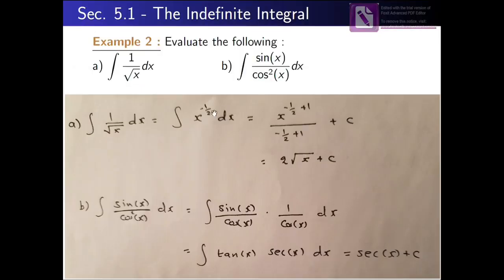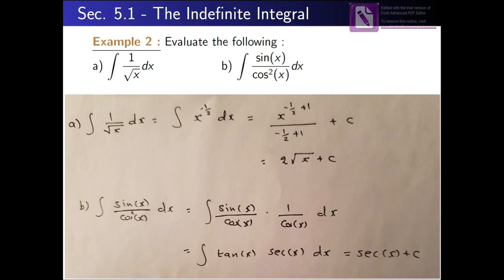Here our r is minus half, which is not equal to minus 1. So we can add 1 to the power, then divide by the new power. So it will be x power minus half plus 1 divided by minus half plus 1, then we add the constant c. Now minus half plus 1 will give us half, so it will be x power half. And here we have minus half plus 1 will be half, so 1 over half will give us 2. Here we have 2 root of x plus the constant c.